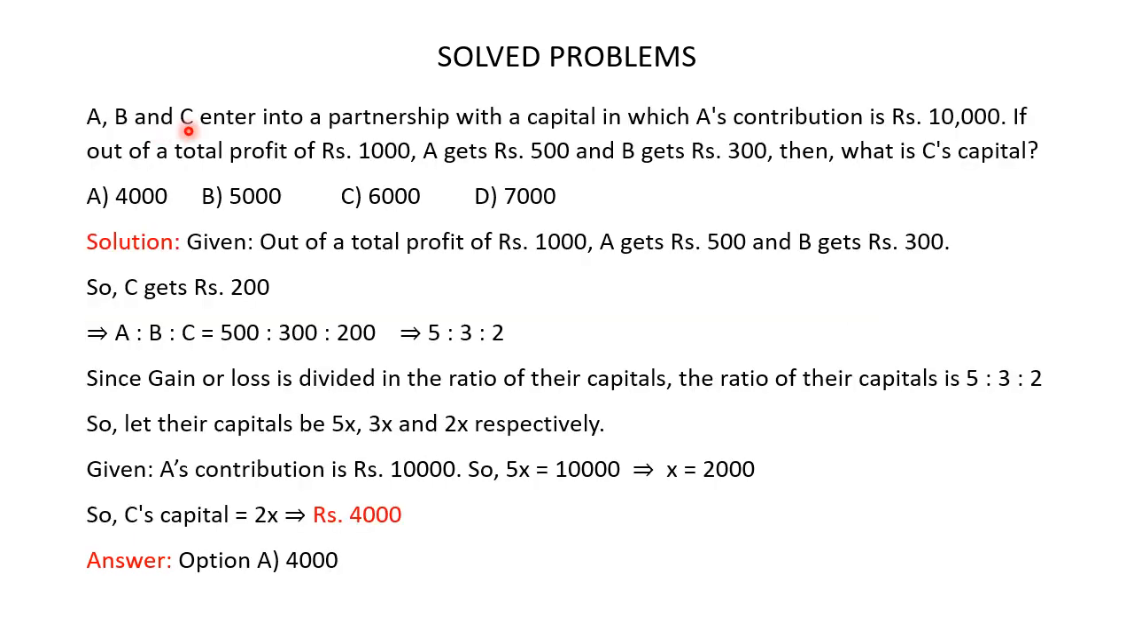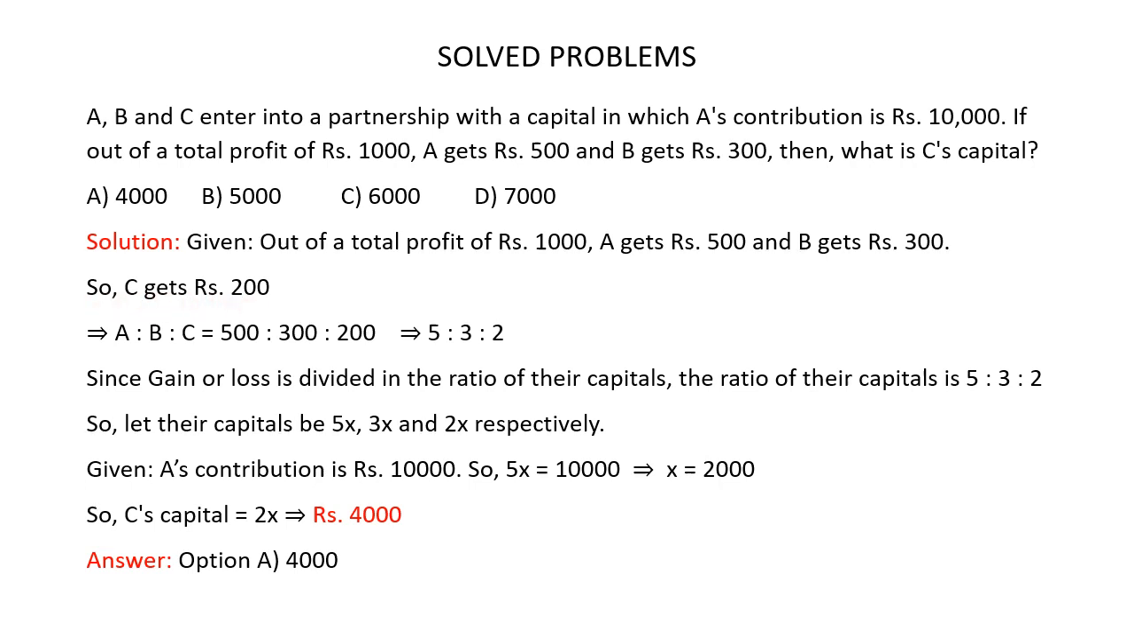A, B and C enter into a partnership with a capital in which A's contribution is rupees 10,000. If out of a total profit of rupees 1,000, A gets rupees 500 and B gets rupees 300, then what is C's capital? You're given four options here and you have to find out which of these options is the correct one. Now it's given that out of a total profit of rupees 1000, A gets rupees 500 and B gets rupees 300. So this means that C gets rupees 200.